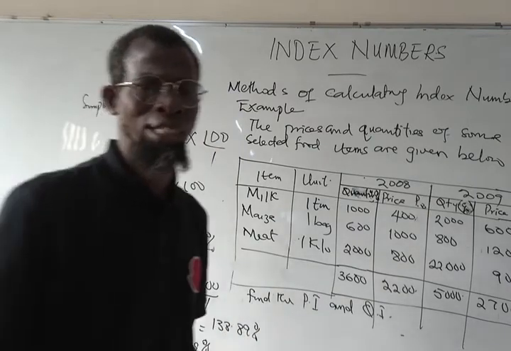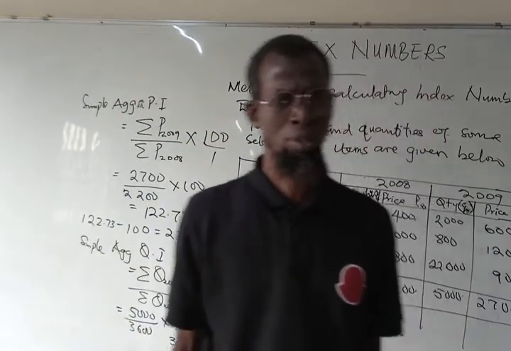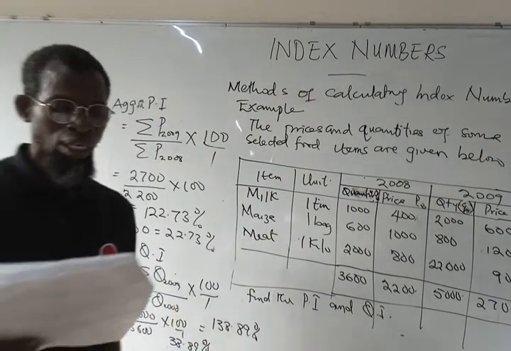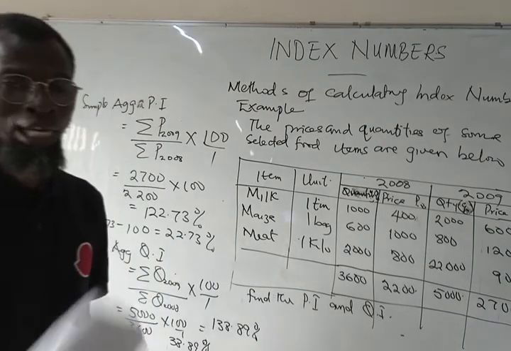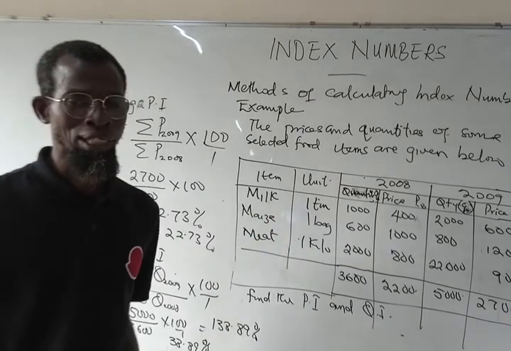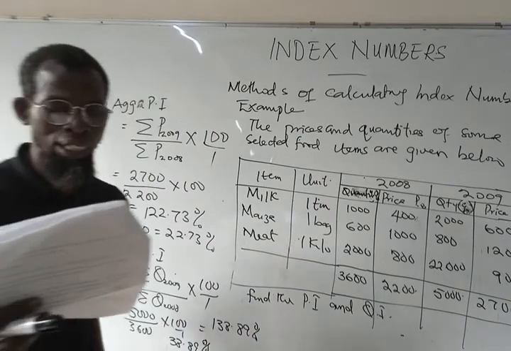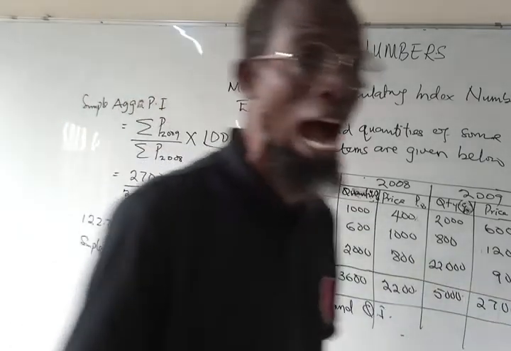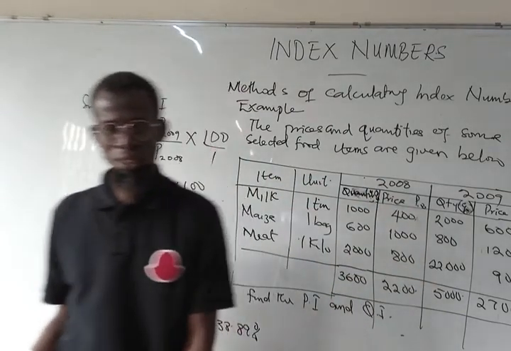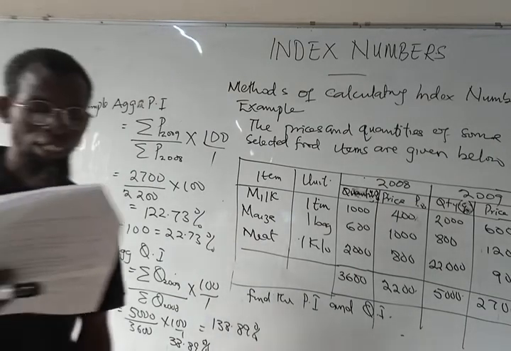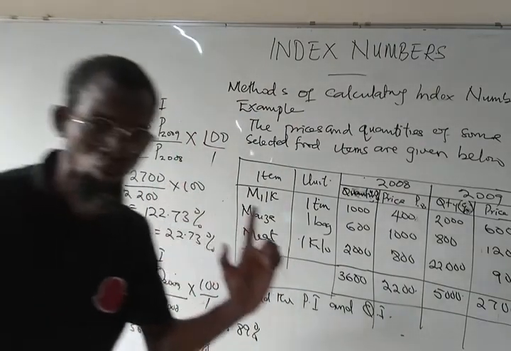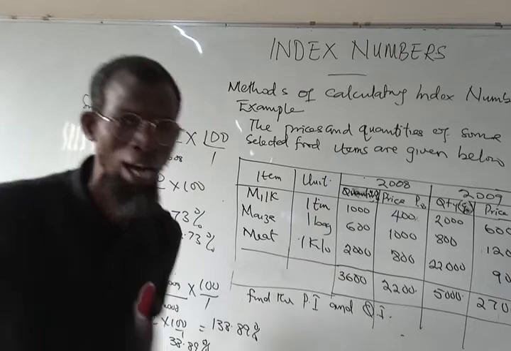So we have the advantages and disadvantages of this method. The first advantage of the aggregate method is that it is easy to interpret and understand. The second is that the calculation does not take too much time. Look at the time we used to solve this. The third is that it is relatively easy and simple to calculate. I don't believe even secondary school children can disprove this fact.